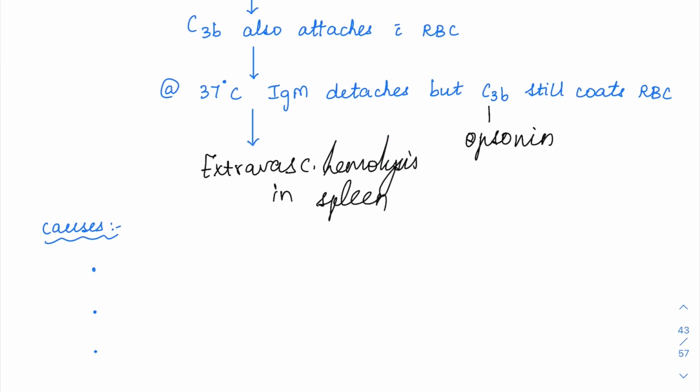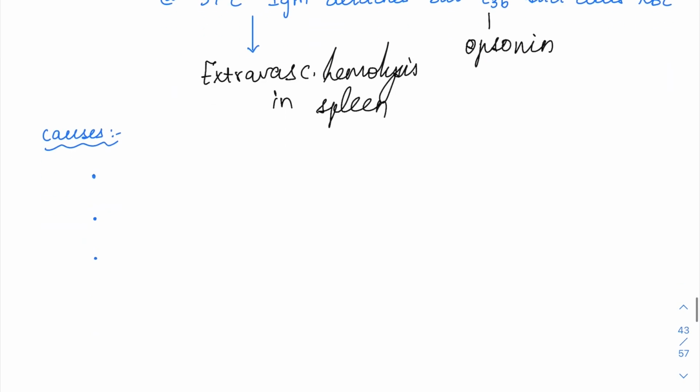So both warm AIHA and cold agglutinin disease are going to be extravascular hemolysis in the spleen. Both are opsonization related only. IgG is also an opsonin, and here C3b is also an opsonin. Even though IgM is the one which is coating, the coating happens at 4 degrees Celsius, but the complement activation is going to happen at 37 degrees Celsius. So at 37 degrees Celsius only the hemolysis will take place, wherein the IgM is actually detaching from the RBC.